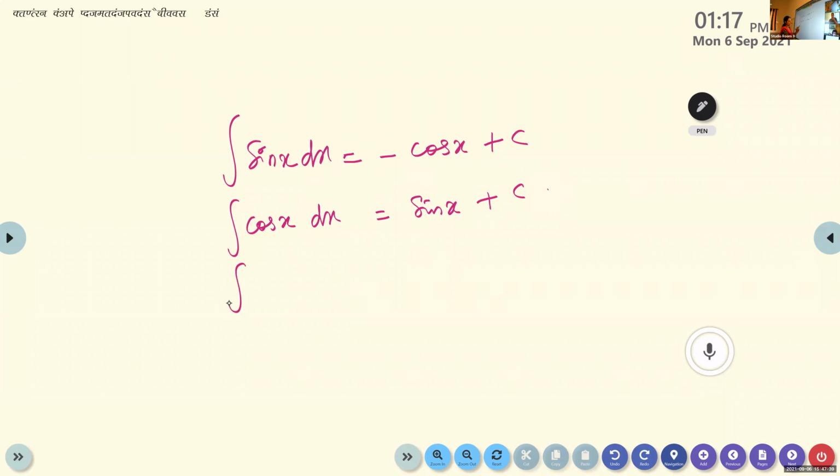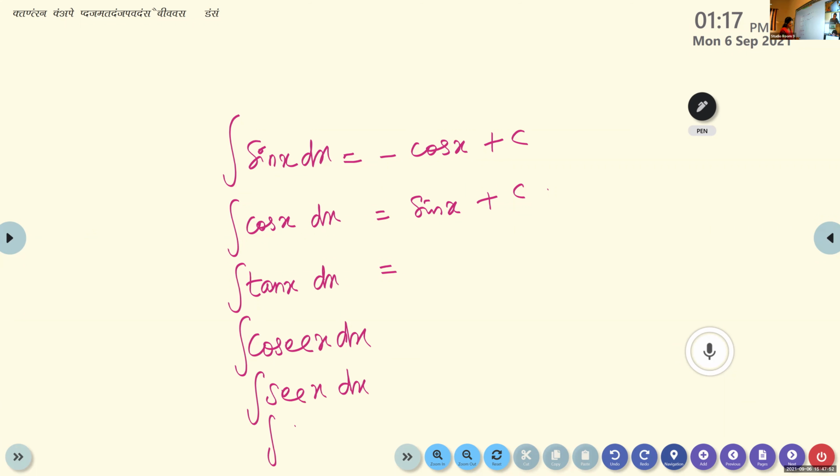What is integral of tan x dx? What is integral of cosec x? Just write it down once again. What is integral of sec x dx? What is integral of cot x? Yes, tell me. Learn and write it again.